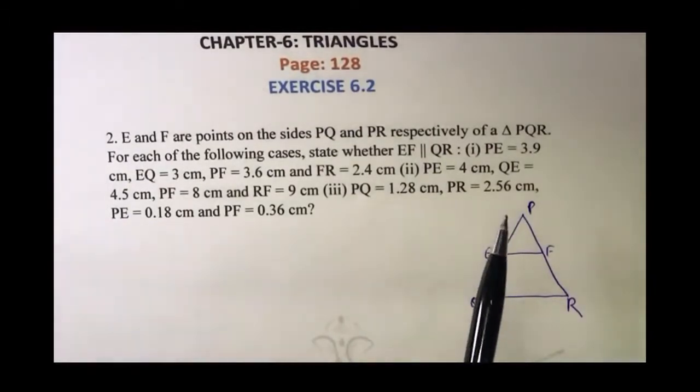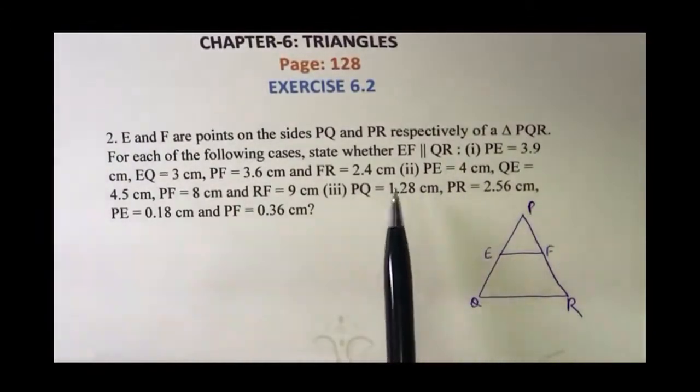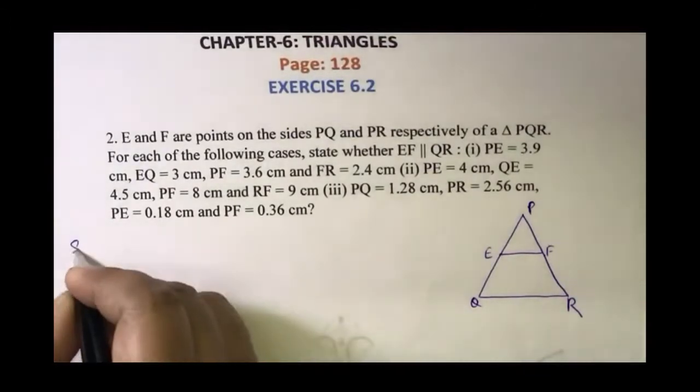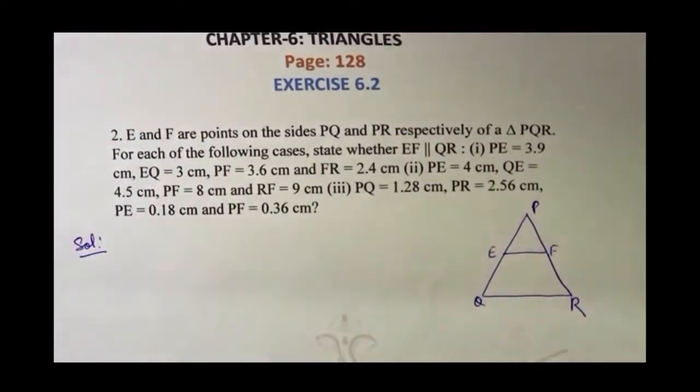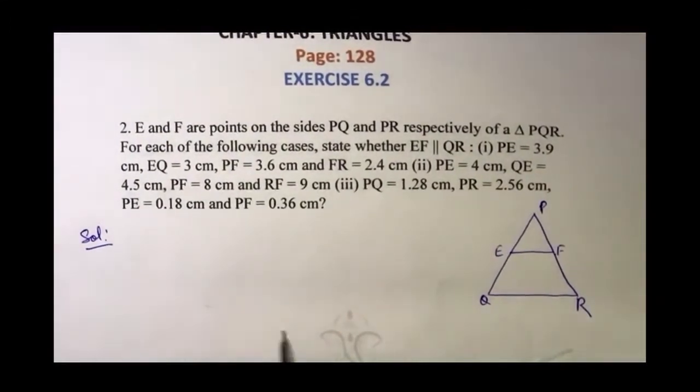So we have 3 parts: first part, second part and third part. For all the 3 parts, you have to find out whether EF is parallel to QR or not. In this question also you will be using Thales theorem, but in a little different way. Let me solve, then you can understand how to do. I'll be doing the first one, and for the second and third you go along with me. Take out your copy and pen and do along with me.